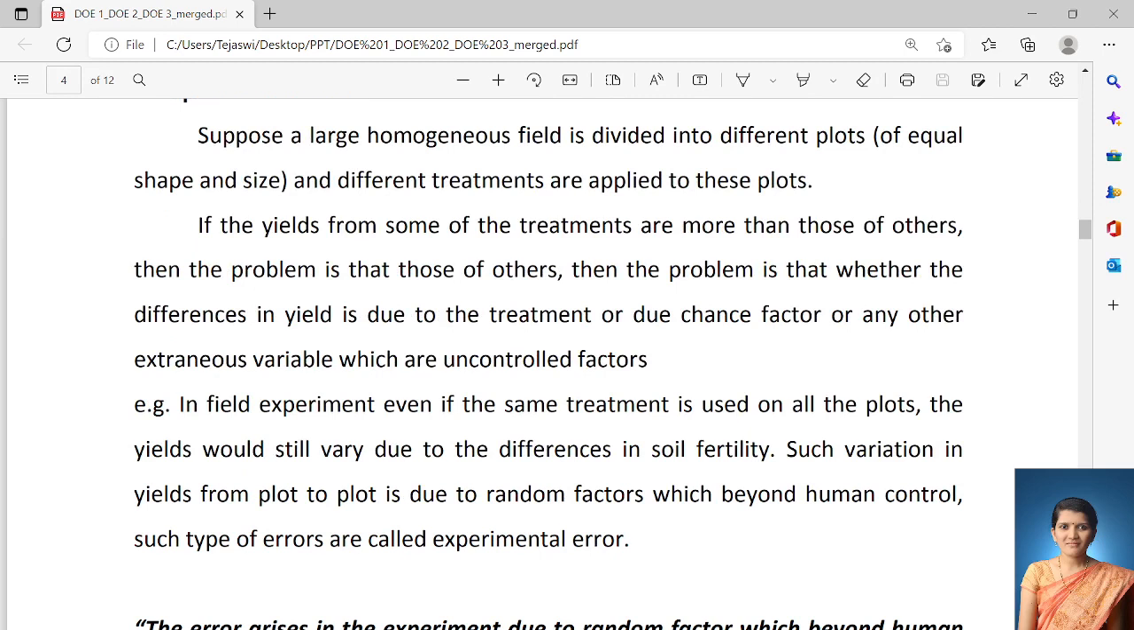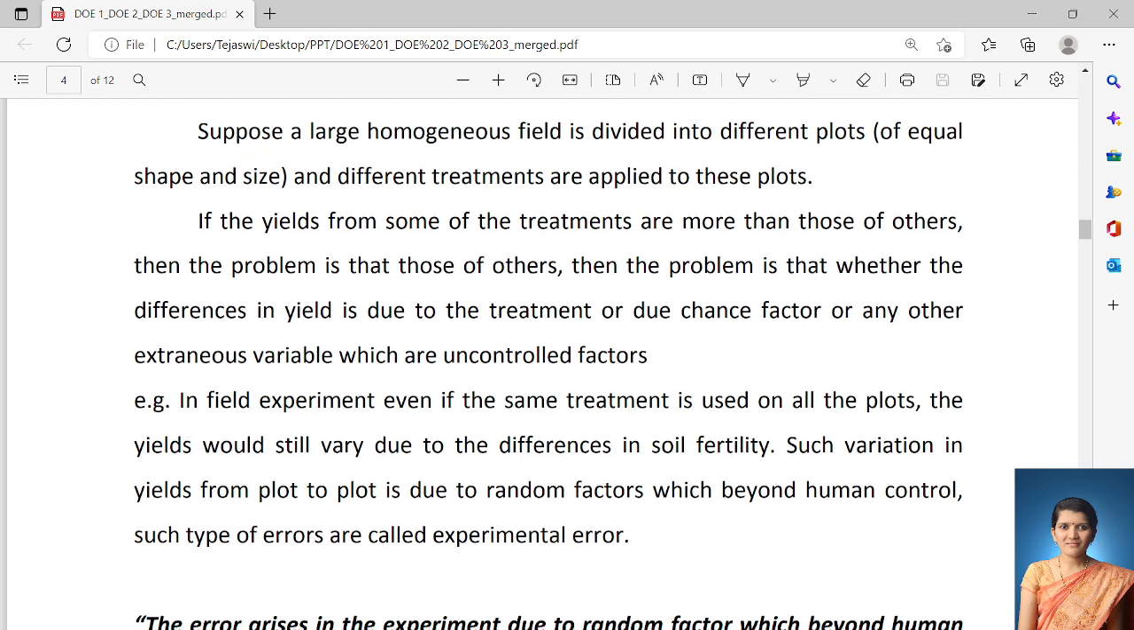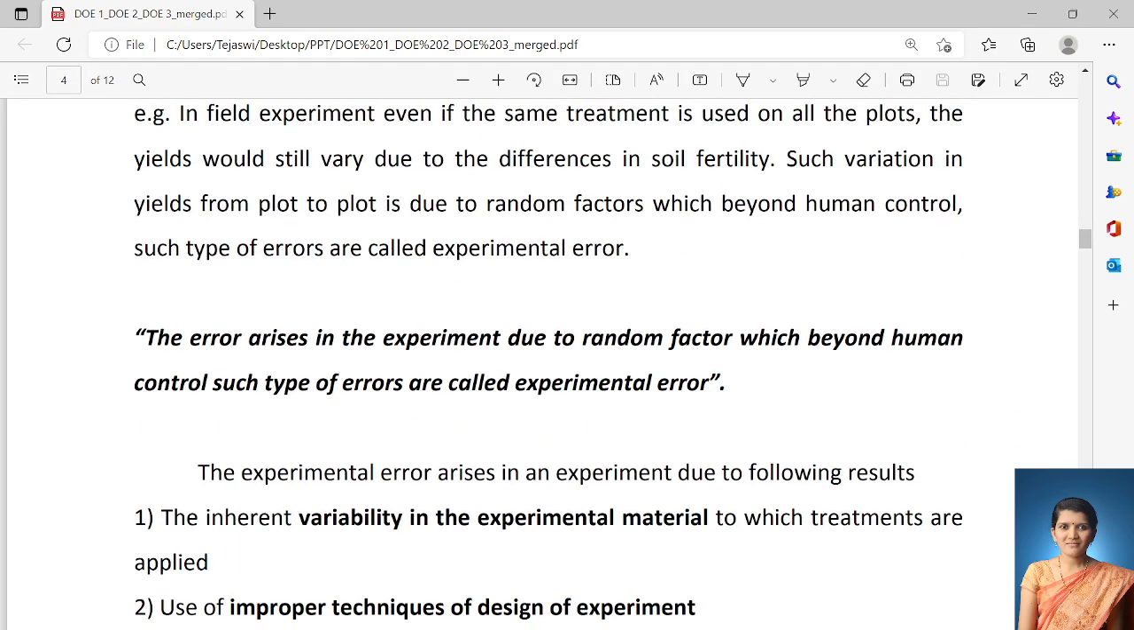For example, in a field experiment, even if the same treatment is used on the plots, the yields will still vary due to different soil variety and soil fertility. Such variation in yield from plot to plot is due to random factors which are beyond human control. In the standard definition, experimental error is the error that arises in the experiment due to random factors which are beyond human control.